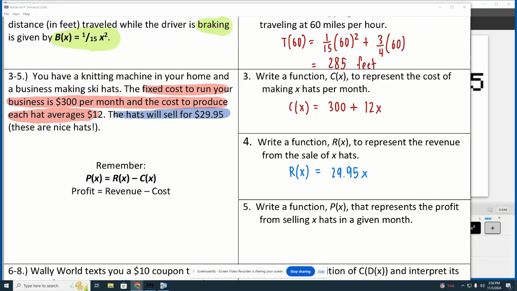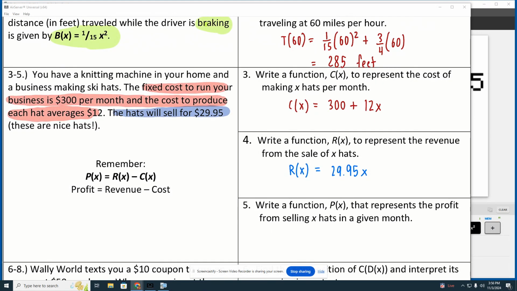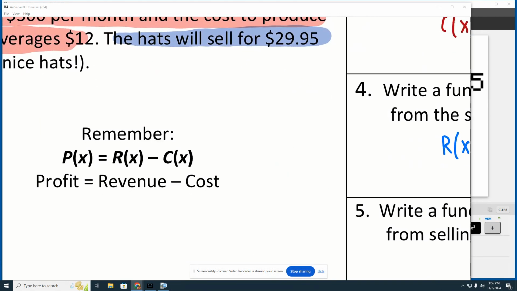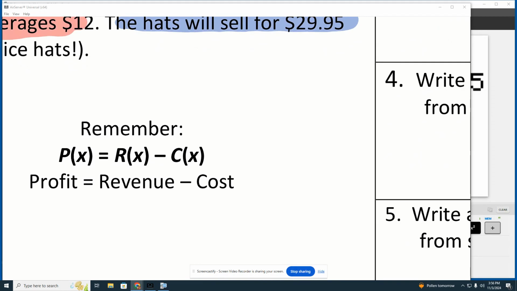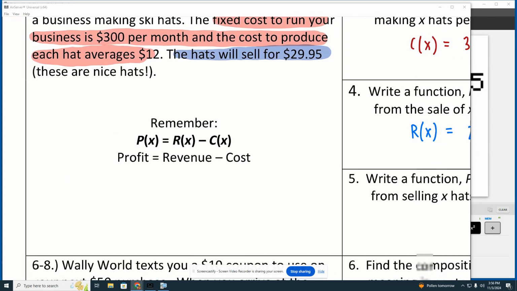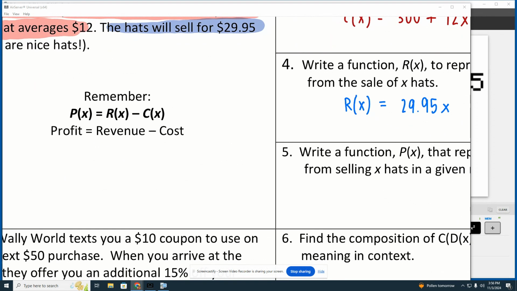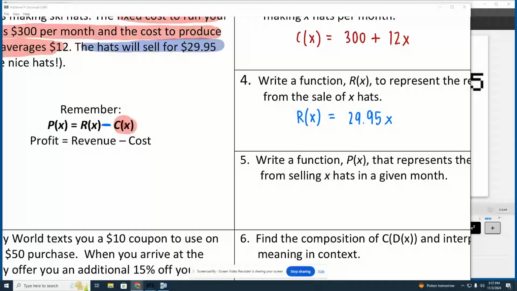Now, just like the problem that we did for homework, to find the profit, we have to do the revenue minus the cost. So when we talked about subtracting the other day, we said, hey, the thing you've got to remember is when I subtract this C of X, all those signs have to what? They all have to change. So we're going to have to change those signs of our C of X equation.